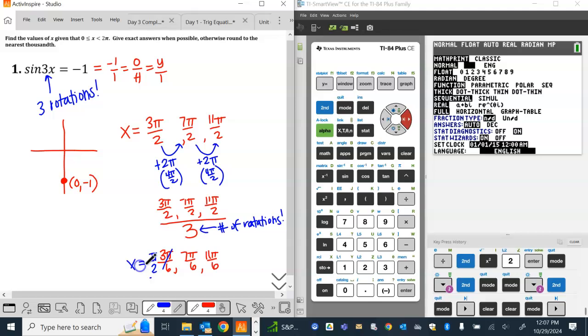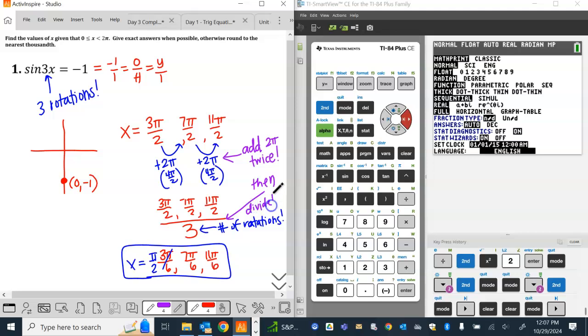And this will create the list of my final answers. So I should have 3 answers here because I really have 1 answer for x, but 3 rotations made me add 2 pi twice. So this is where I did that. Add 2 pi twice. Then divide by 3. So this is kind of setting you up for what math you are doing to find these.